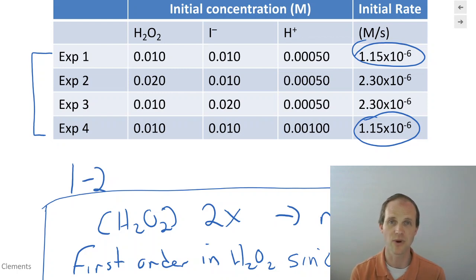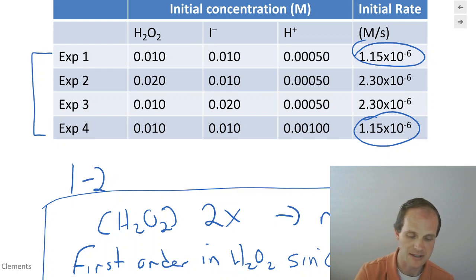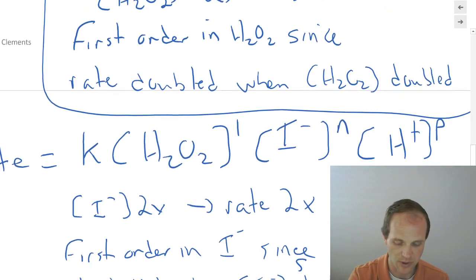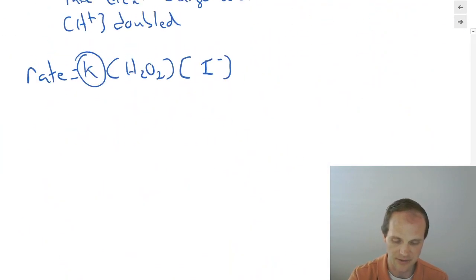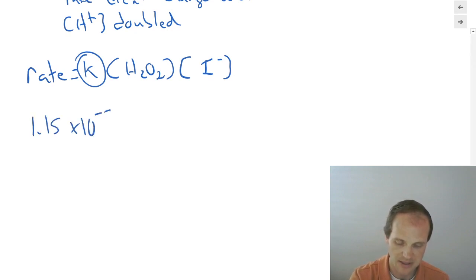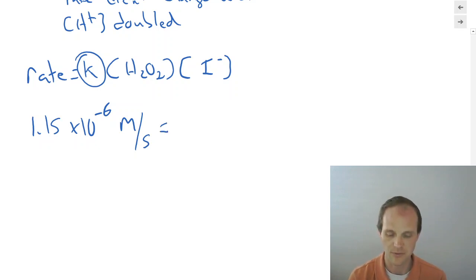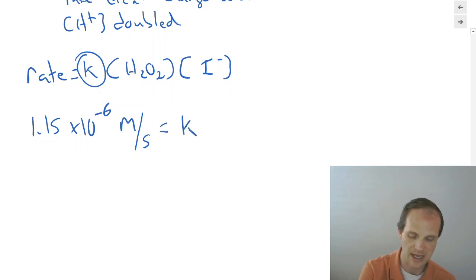Our concentrations were 0.01 and 0.01 for both H2O2 and I minus, and our initial rate was 1.15 times 10 to the minus 6. So we get that 1.15 times 10 to the minus 6 molar per second, remember that's the most common unit for rate, and we saw that above, is equal to K times my H2O2 concentration.